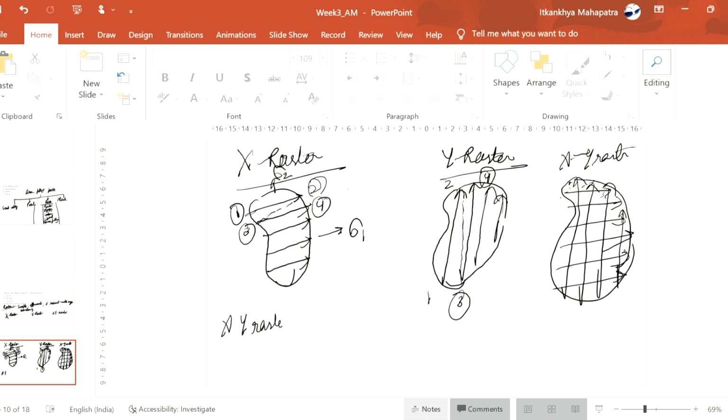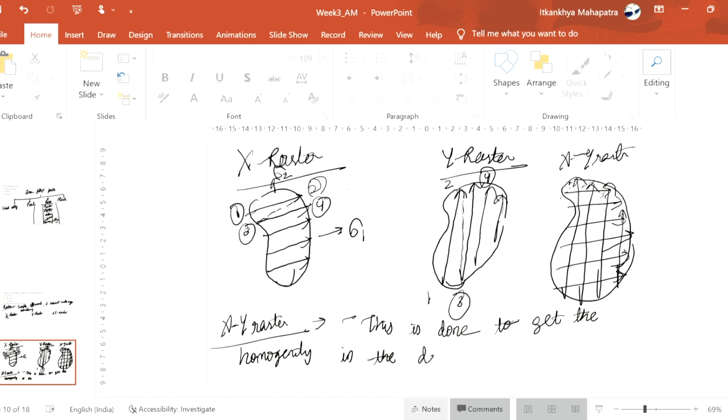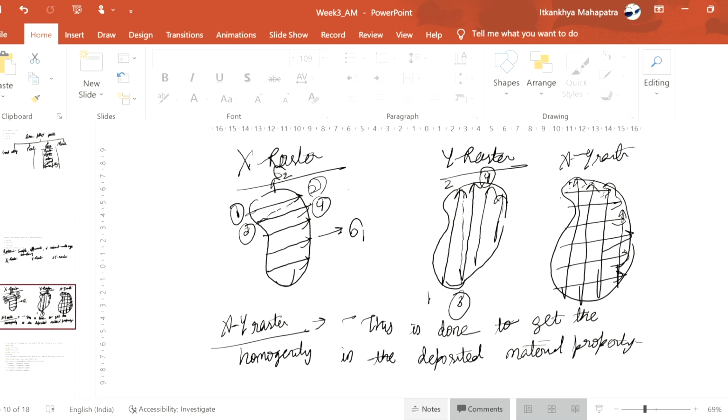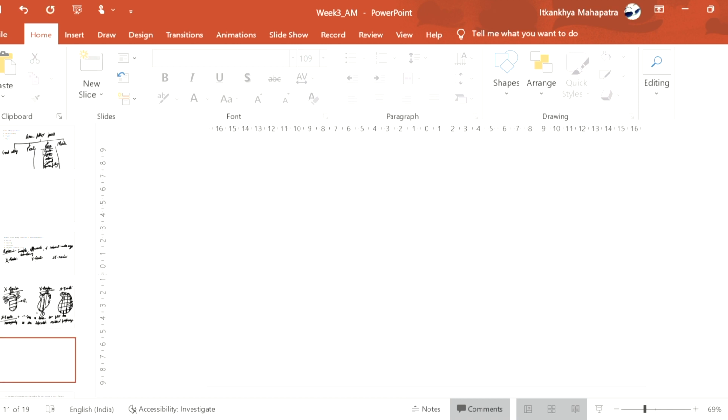So xy raster is done to get homogeneity in the deposited material property. Now this is about the raster path.